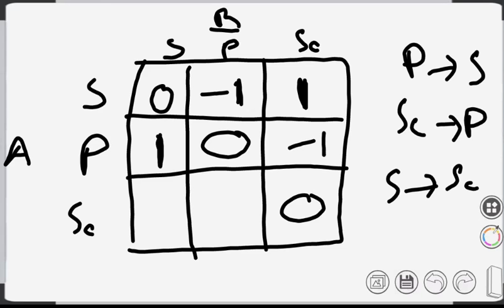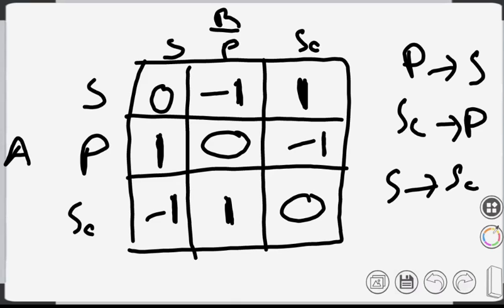And this will be -1, and this will be -1. Sorry. Scissor over stone, this is -1. Stone loses over scissor, so this is -1, and this is 1. So this will be the payoff matrix. Got it?